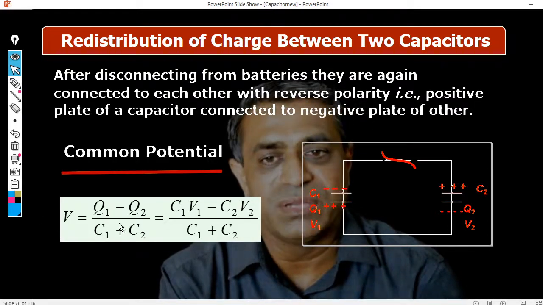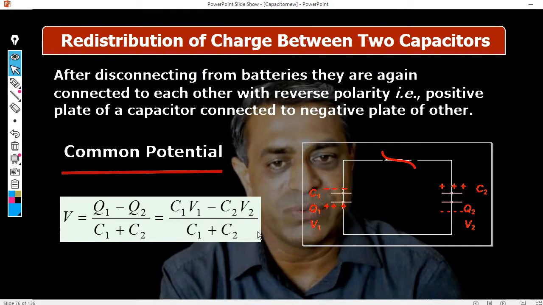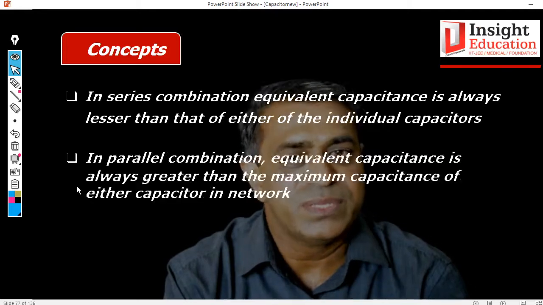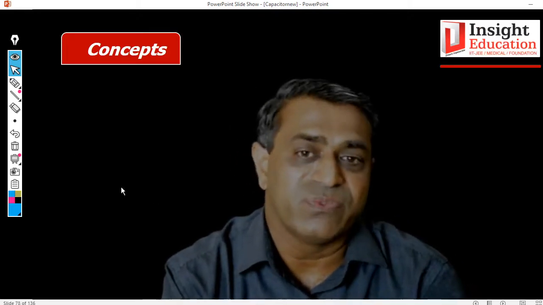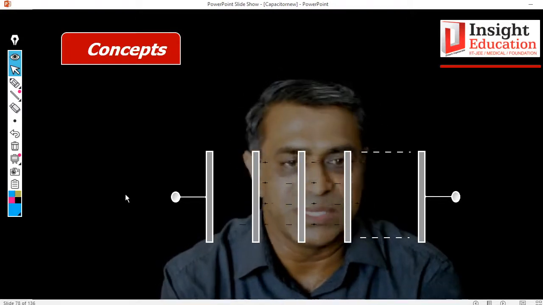So you can say V is equal to (Q1 - Q2) upon (C1 + C2), so (C1 V1 - C2 V2) upon (C1 + C2). Then we have discussed that in series combination the final capacitance is less, while in the case of parallel the capacitance is higher.